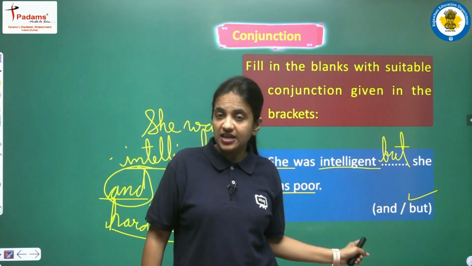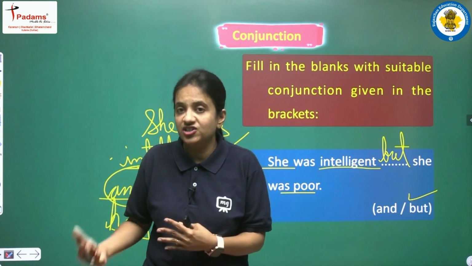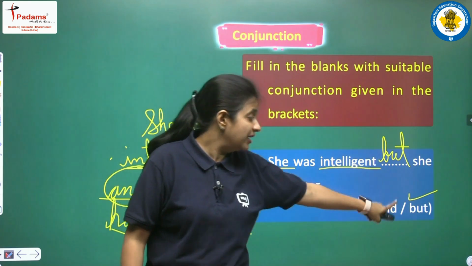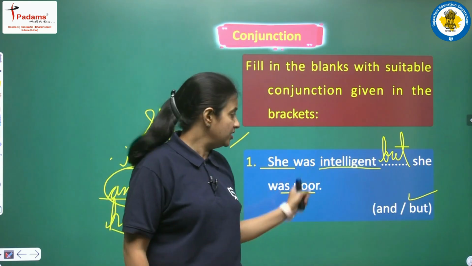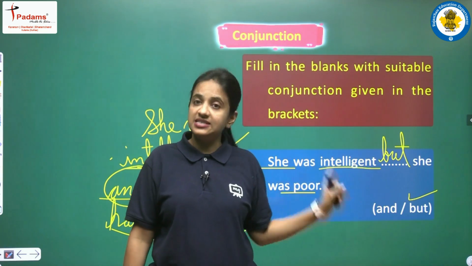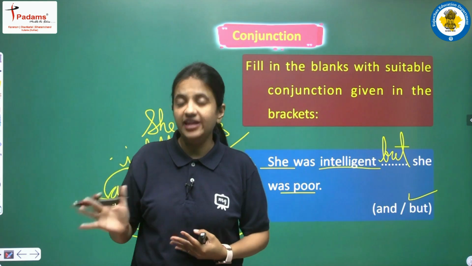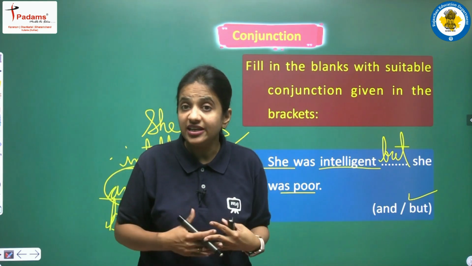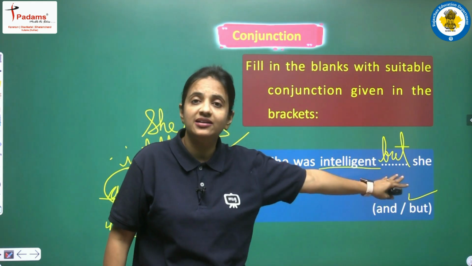We cannot use and, because and is used to join the things that are similar in nature, similar in manner, and but is used to join the things that are different in their nature. So here, after reading the sentence, we can say that we are having two qualities. They are not at all related, they are not at all connected with each other, and because of this reason, here our answer will be but.